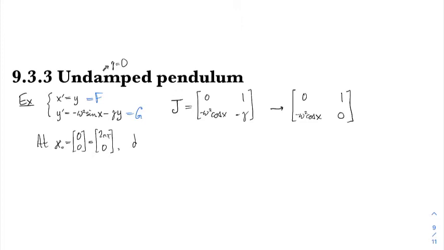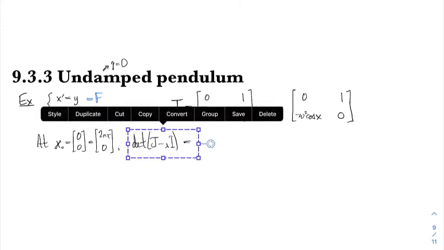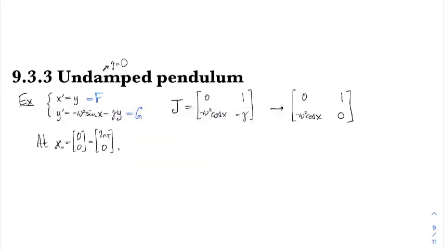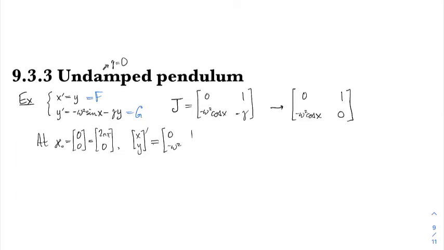We have the determinant of J minus lambda I. I forgot to write down the linearization. Hold on. So at this point, the linearization is x, y prime equals 0, 1, minus omega squared, 0, times x, y.